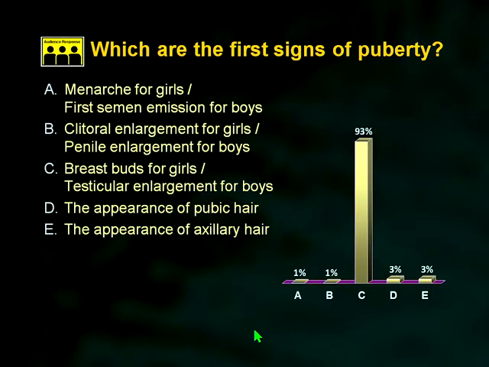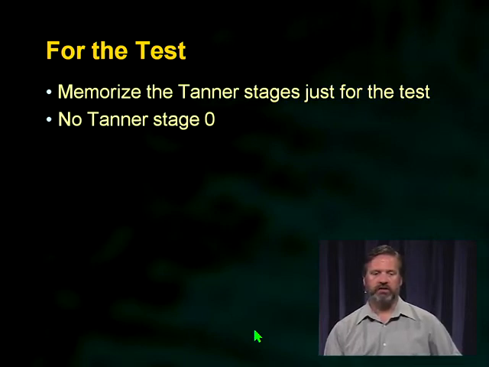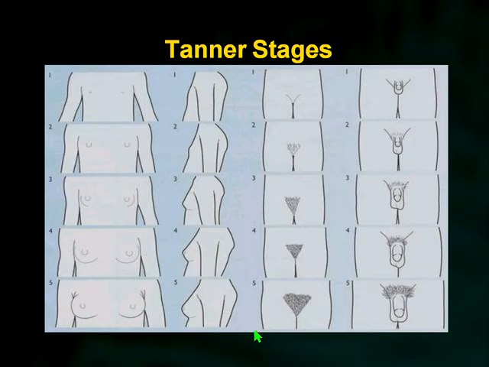All right, so we're all on track for that one. It suffices to say that for the test, you need to memorize some of the features of the Tanner stages so that you can identify the stages, because you're almost guaranteed to get a question on this, where they're going to show you a picture, or they're going to describe a figure, or they're going to describe a patient. Remember, there's no Tanner stage 0.